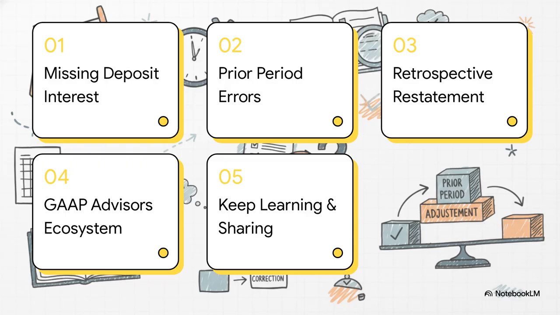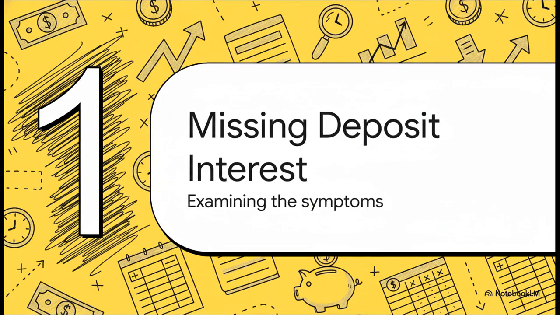All right, here's our patient care plan for today. We'll kick things off with the missing deposit interest, move into defining prior period errors, and then prescribe retrospective restatement. After that, we'll look at the Gap Advisors ecosystem and finish up with a reminder to keep learning and sharing. Let's jump right into Section 1 and examine our patient's symptoms, the missing deposit interest.